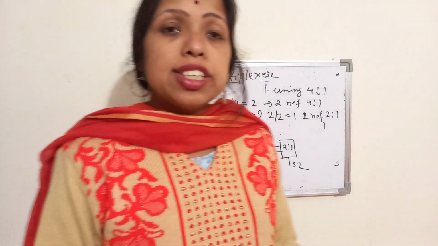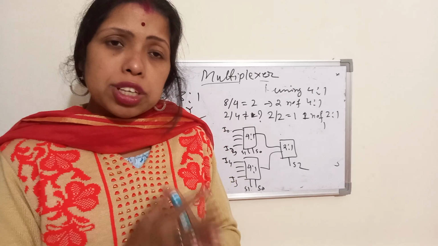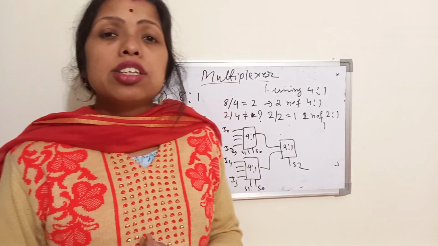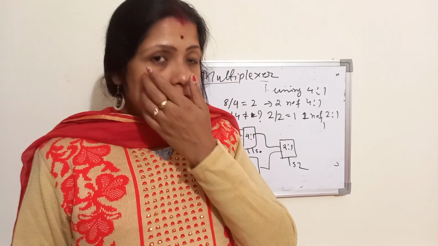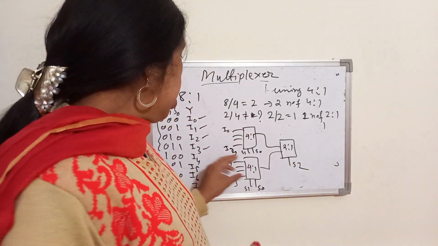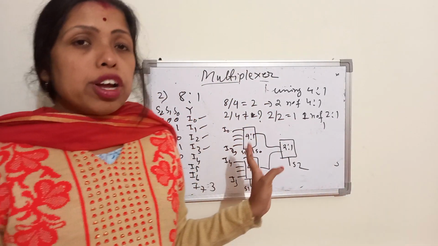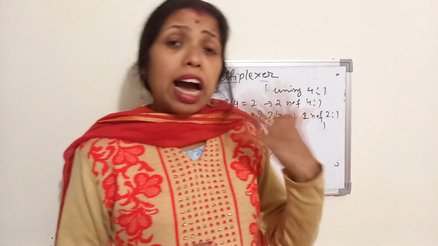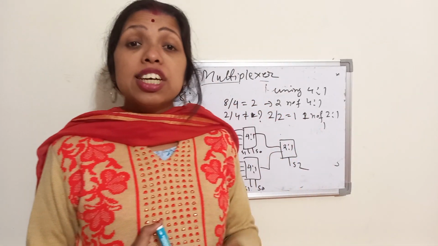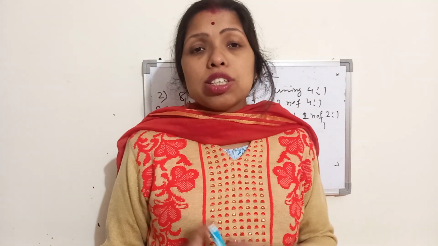So in this way, by following these rules, you can design a 16 to 1 mux using basic lower order muxes. Also, you can design a 32 to 1 mux using basic lower order muxes. If you know the procedure and where you will put the select lines, for that you have to check the truth table. Accordingly, you put the select lines. I'm not going to discuss the 16 to 1 and 32 to 1 mux. These are higher order muxes. If you know the procedure, you can easily design them.